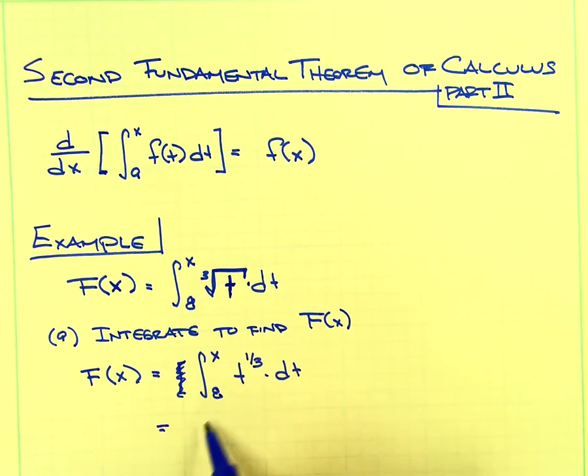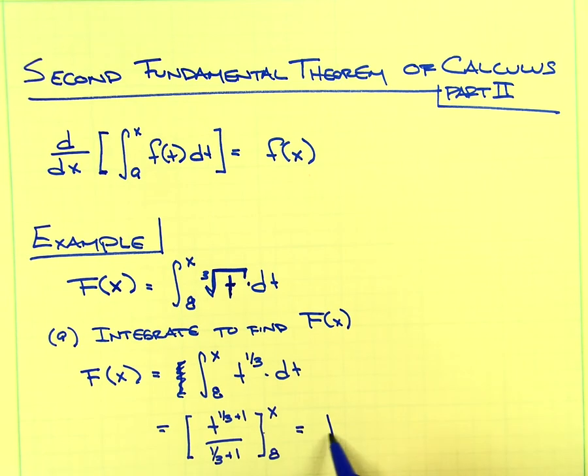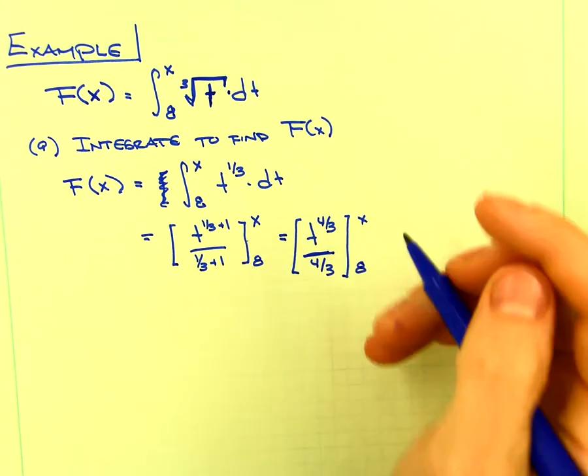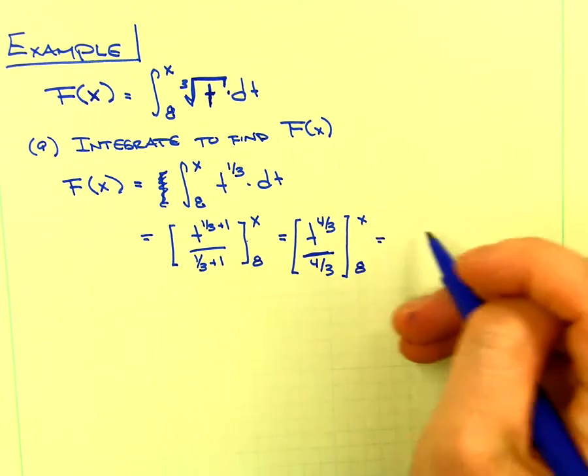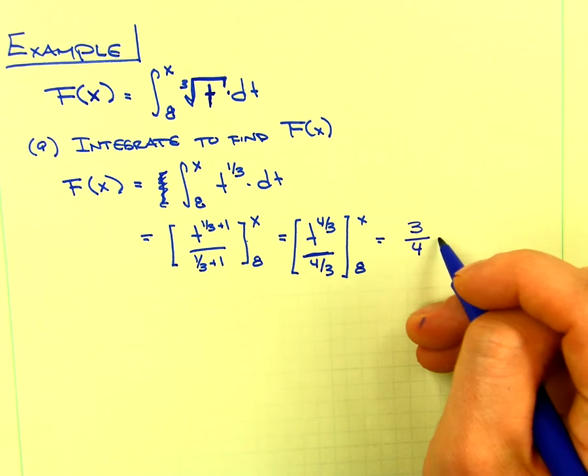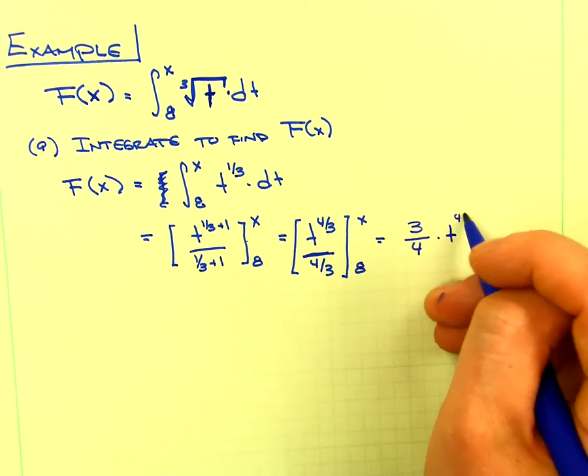Okay, so now I can take the antiderivative pretty easily. So I can say t to the 1/3 plus 1 divided by 1/3 plus 1 from x to 8. And when I do this, I get t to the 4/3 divided by 4/3 from x to 8, which is equal to, and I'm going to flip the bottom fraction, so this is going to be equal to 3/4. Instead of dividing by 4/3, you multiply by 3/4. 3/4 t to the 4/3 from x to 8.